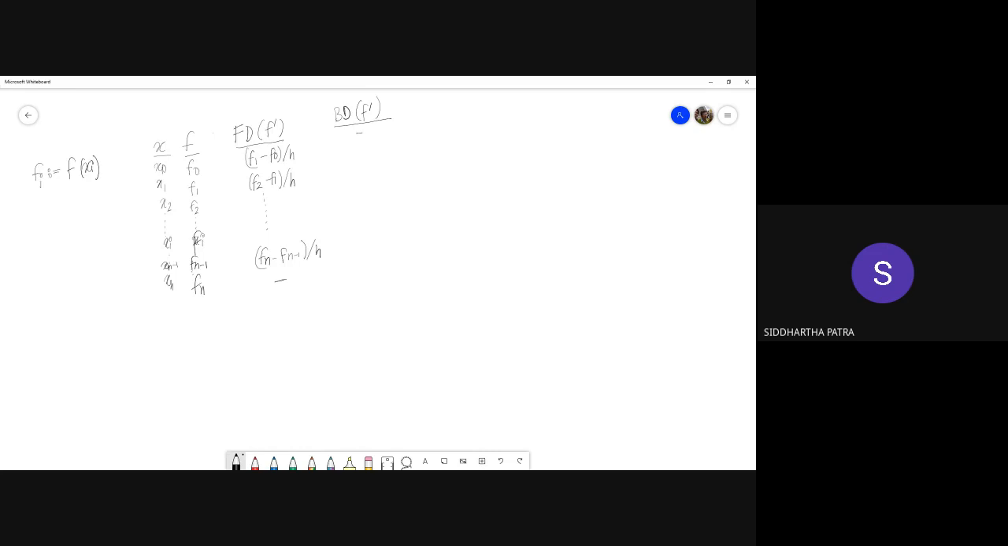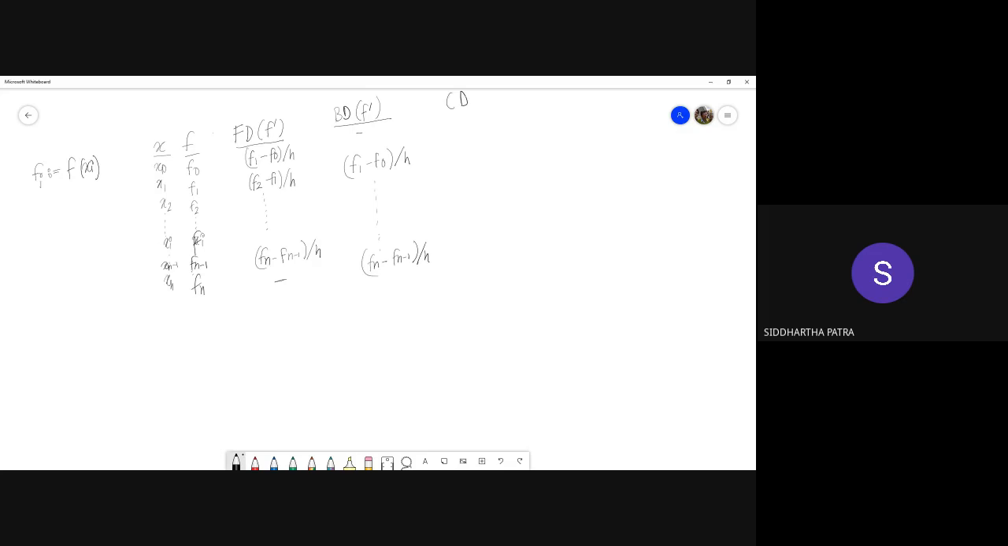Okay, so as the formula goes, f prime at xi is fi minus fi minus 1 divided by h, and this way it would continue up to fn minus fn minus 1 divided by h.